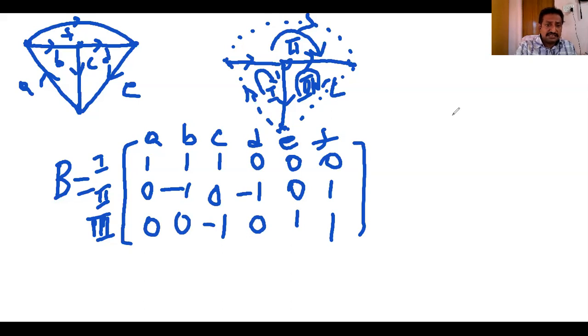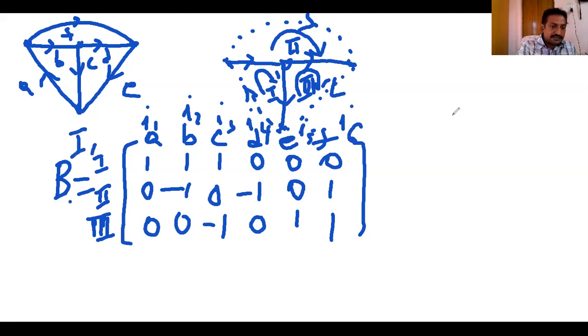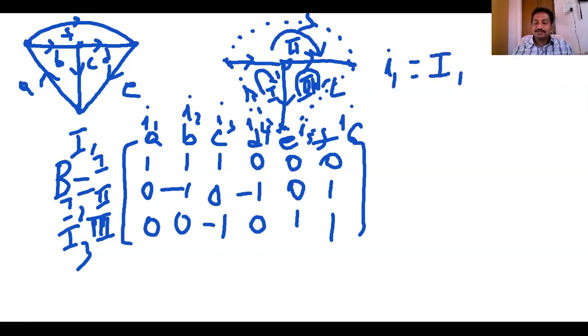So these are the branch currents: I1, I2, I3, I4, I5, and I6. These are the loop currents: capital I1, capital I2, and capital I3. So now we want to get into the relation. I1 is the branch current, and this is the loop current capital I1. Based on the network equilibrium equation, we'll get into this.